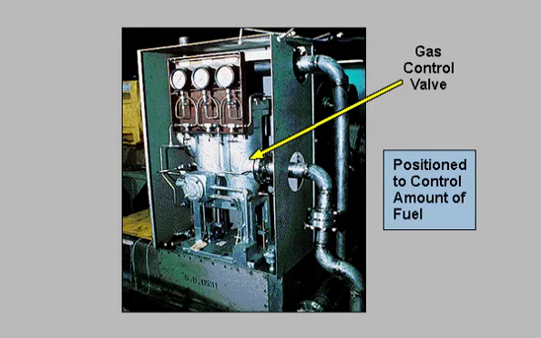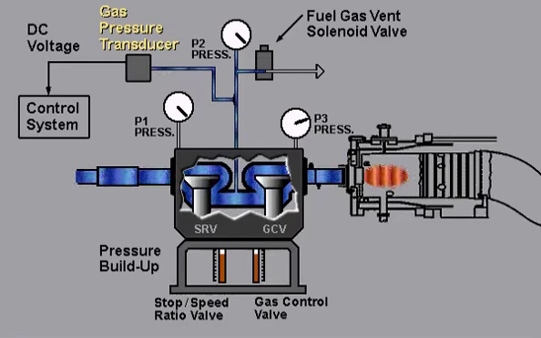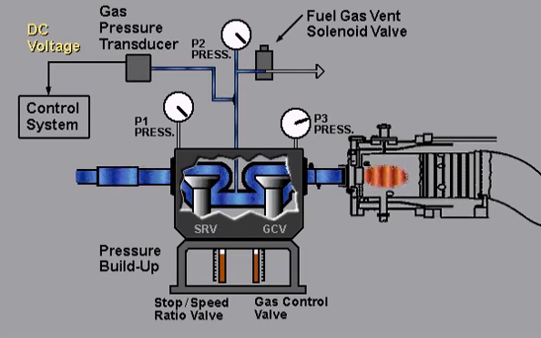The position of the gas control valve is proportional to the total called-for fuel flow. Therefore, the valve will meter the fuel used in the combustors by controlling the fuel flow. The fuel gas pressure transducer has a DC voltage output directly proportional to pressure input in PSIG.